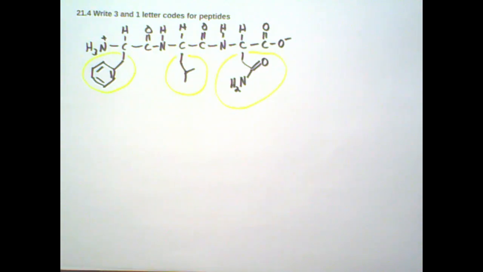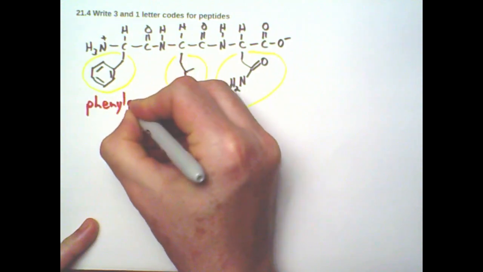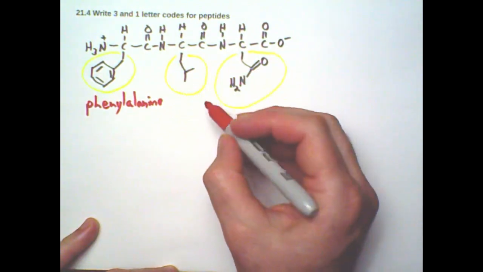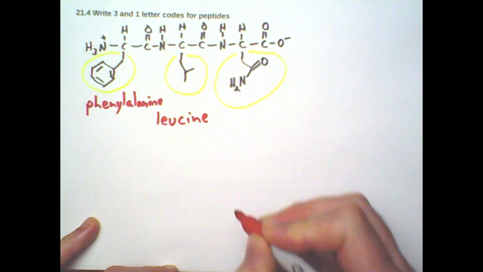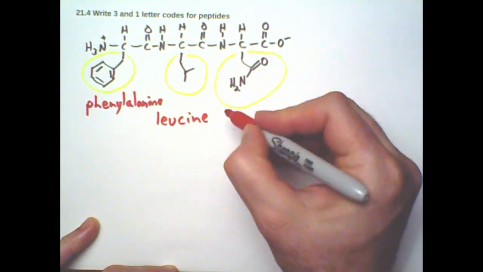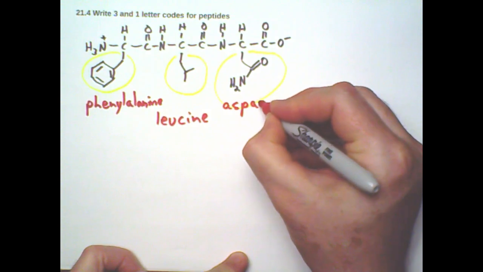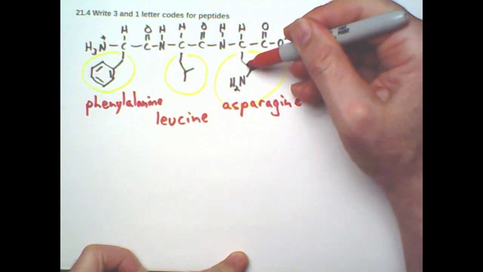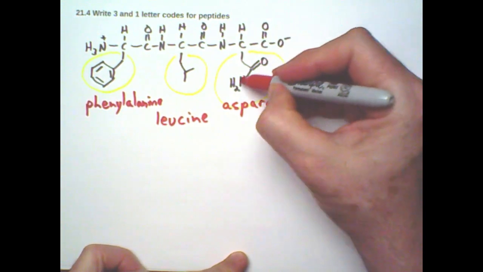Then you look at it, and you figure out, what is this? Well, here we've got phenylalanine, and this one is one of our aliphatic carbons. It's leucine. There's an amide. That means it's asparagine or glutamine. It is asparagine, and I can tell because it's just got the 1 carbon and then the amine. Glutamine has 2 carbons before you get to the amide.